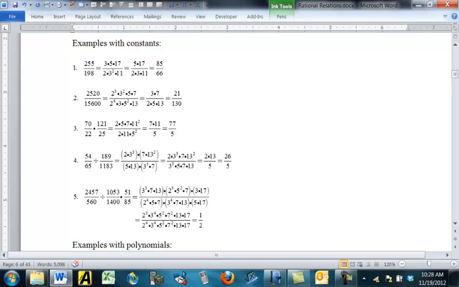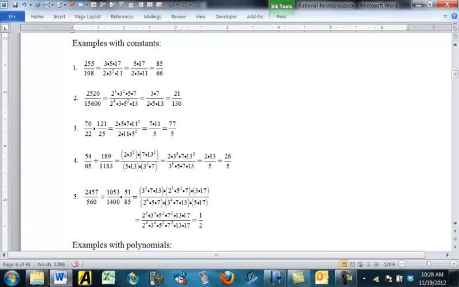So let's look at number 3 here. 70 is 2 times 5 times 7, and 121 is 11 square. 22 is 2 times 11, 25 is 5 square. Now we just cancel out. The 2's cancel, one of the 5's cancels, leaving a 5 in the denominator. The 7 doesn't cancel. One of the 11's cancels, leaving 11 in the top. And so we get 7 times 11 over 55, which is 77 over 55.